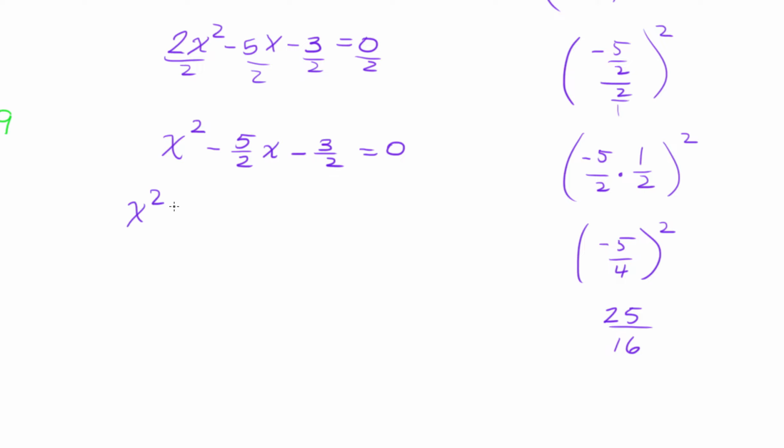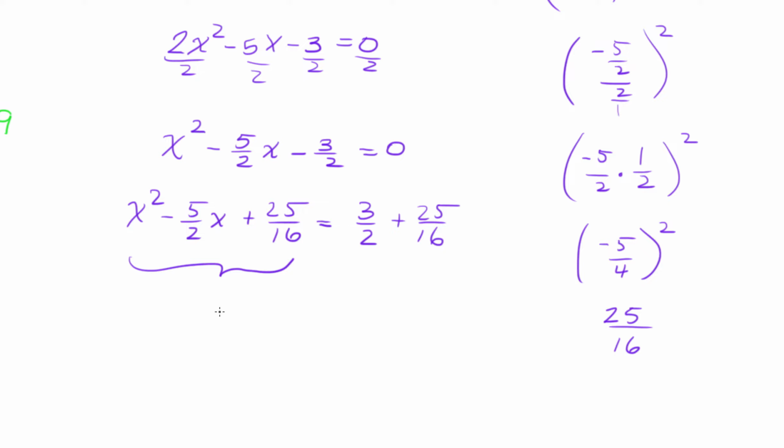So x squared minus 5 over 2 x plus 25 over 16. Now that negative 3 halves, we don't need it. Move it to the other side. So 3 halves plus 25 over 16. Okay. Now this completes, remember, into the number that you have here before squaring. So this becomes x minus 5 over 4 squared.